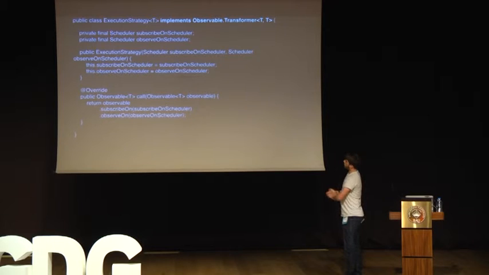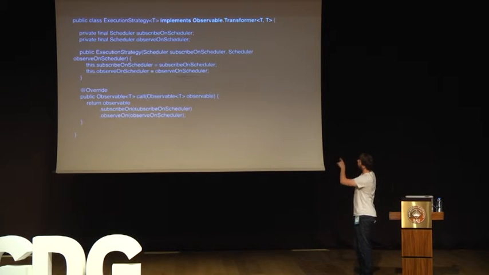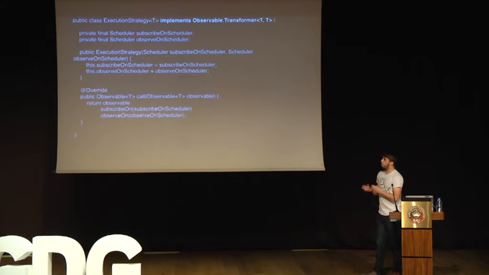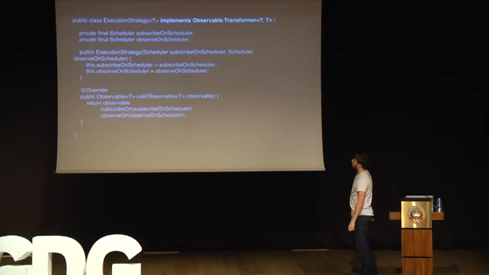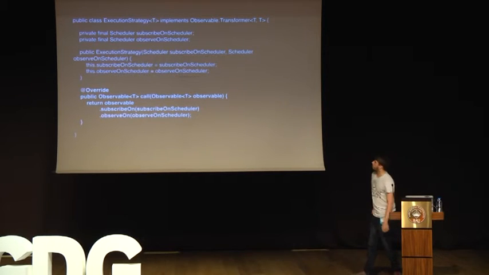So, execution strategy, maybe this part is a bit advanced, but I will try to go through it, so please bear with me. It implements a transformer from Observable, which means you can now compose your RX calls and operations with this execution strategy. This execution strategy just tells the observable what to subscribe on and what to observe on. I think it's highlighted in the next slide.